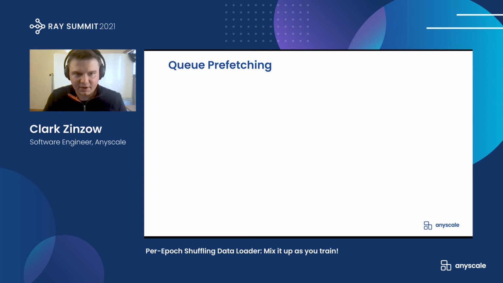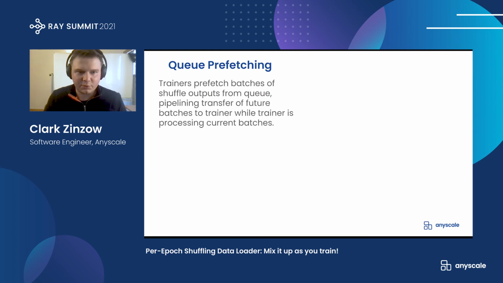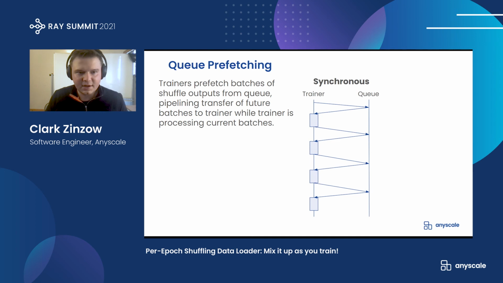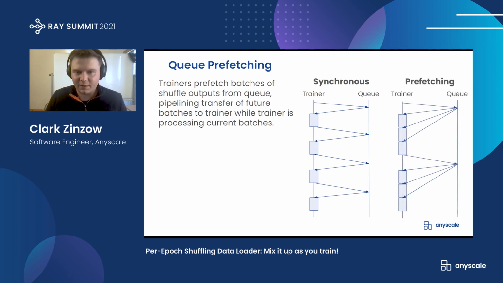In addition to that, we also have prefetching from the queue, where trainers will prefetch the batches of shuffle outputs from the queue. And this pipelines data transfer across nodes with training on the model. And so this is just a small further optimization. So there's an example of synchronous fetching from the queue versus here where we say, give us back, for example, up to 3 GPU batches at once. And it's just a smaller little optimization to mitigate the number of times that we're sitting there waiting for data to be transferred across nodes.